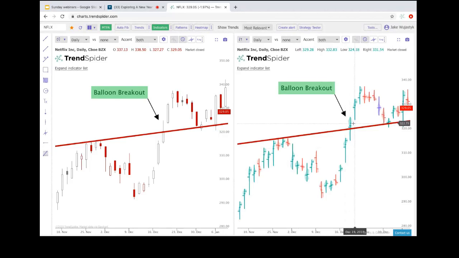That's the most important part of this: where are the buyers actually stepping in and keeping the price where it needs to be? This is a really good example with Netflix, where if we were just looking at price, I'm not convinced this is a bullish move.